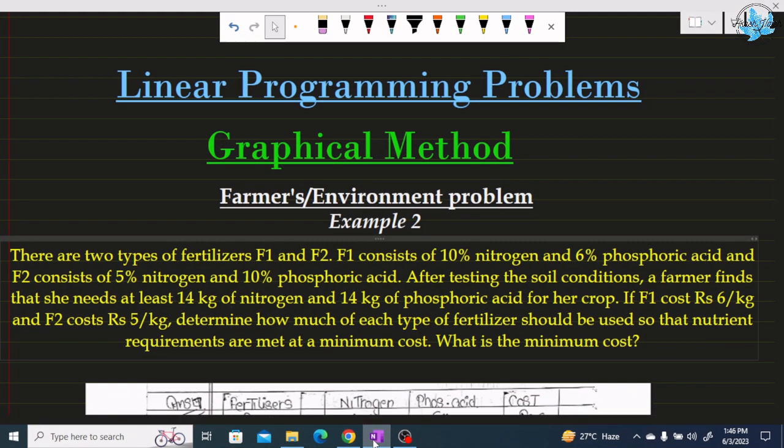So we are doing the graphical method. In the graphical method we have started the farmer's, or you can say the environment problem. We have done example number 1. So this is our example number 2.